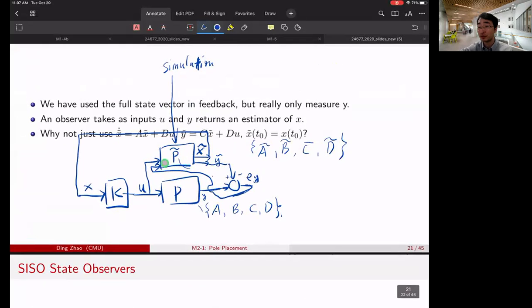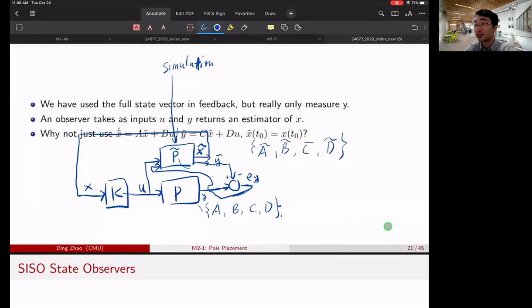So our input is y tilde minus y, or y minus y tilde, and this is u. So that's our two inputs. We concatenate that into u and y minus y tilde, and the output is just x tilde and y tilde.